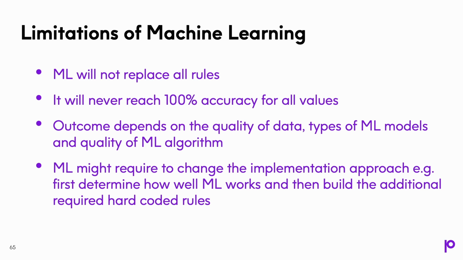However, there are some limitations of machine learning that I want to point out. The first one to consider is that machine learning will not replace all business rules. You will still need to implement hard-coded rules, just hopefully a lot less. Then machine learning will not deliver 100% accuracy for all values. In some cases, the predictions might be 100%, but in many cases, the confidence level will be below 100%. So there is an element of confidence and judgment that comes with it.